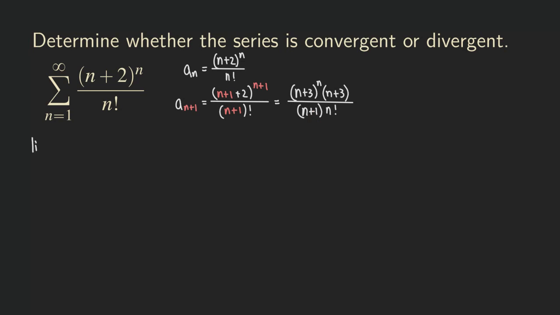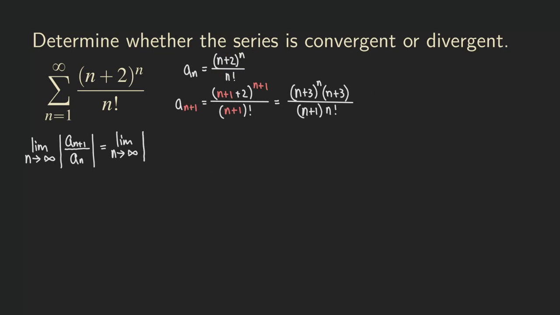When we do the ratio test, we are going to take the limit as n approaches infinity of the absolute value of a sub n plus 1 over a sub n. In this case, we just treat it as multiplication by the reciprocal of a sub n, because that's dividing by a sub n. So we multiply with the n factorial on top and the n plus 2 to the n power in the bottom.